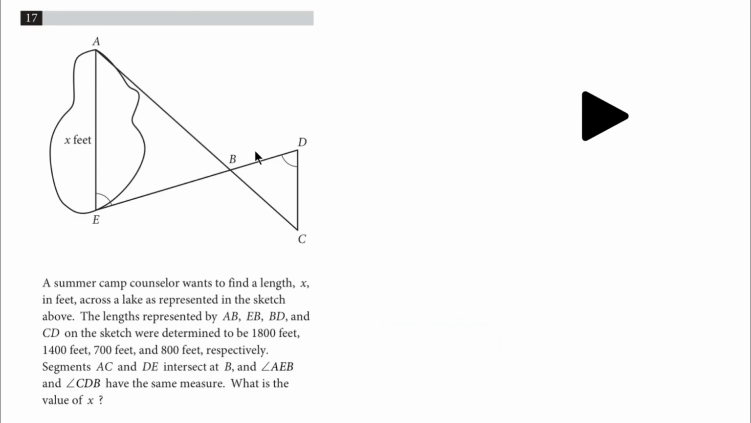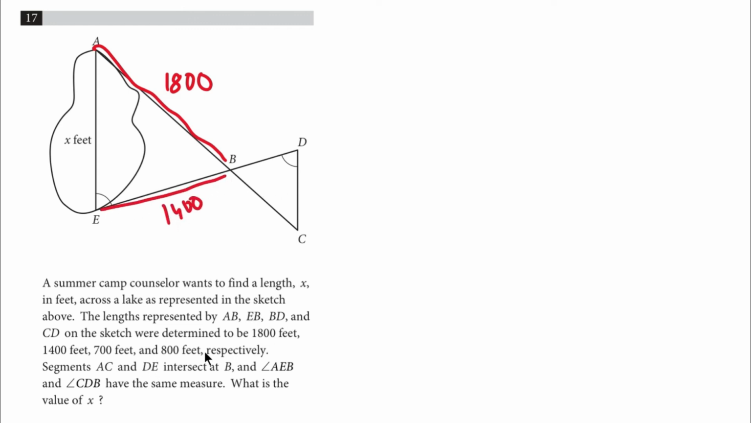This question is related to similar triangles. In my course, you will be able to find everything you need to know about similar triangles and proportions. Let's quickly go over it. They gave us the lengths. The length of AB is 1800 feet. So right here we got 1800. Length of segment EB is 1400 feet. So here we got 1400.